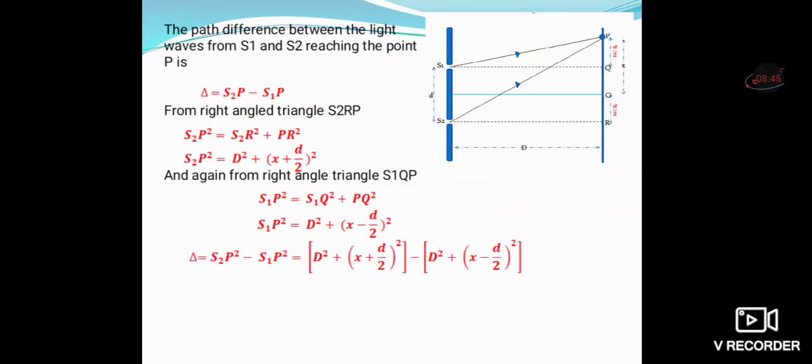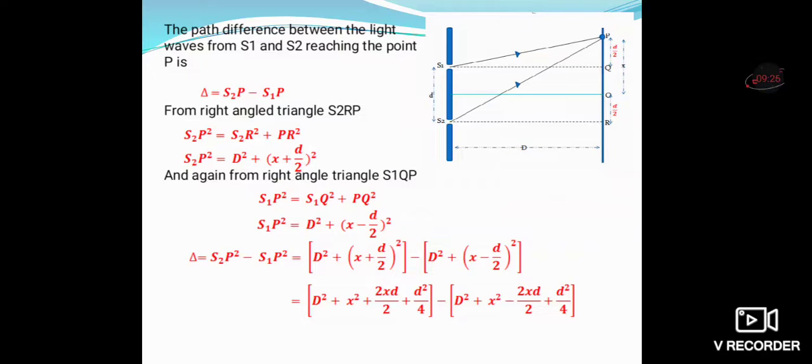Therefore, our path difference delta, according to our equation, is S2P minus S1P. But here we have S2P square minus S1P square. Substituting the values, that is d square plus x plus d by 2 the whole square, minus d square plus x minus d by 2 the whole square. Now solve this. The first is in the form of a plus b the whole square, which is a square plus 2ab plus b square. With the help of this, expand the term.